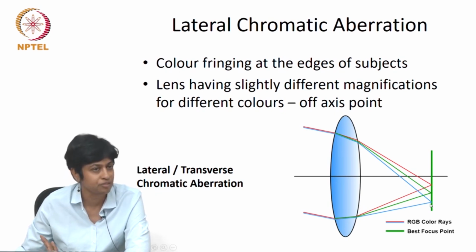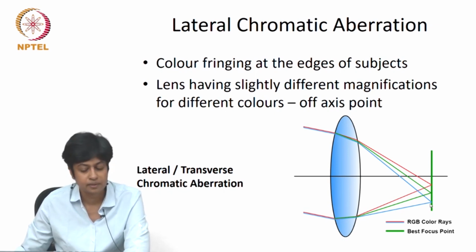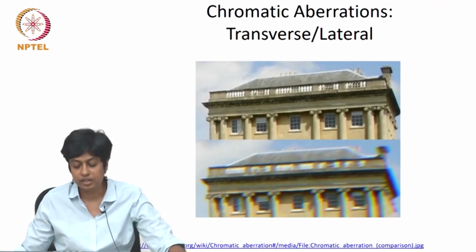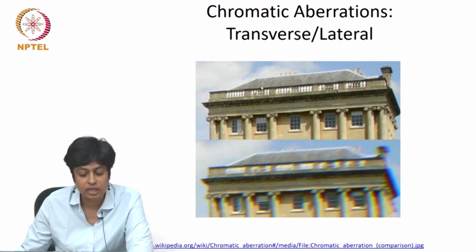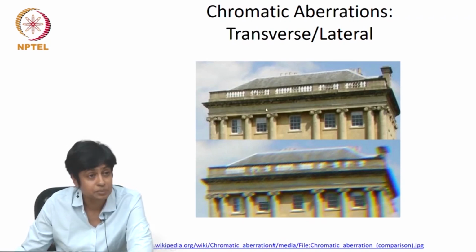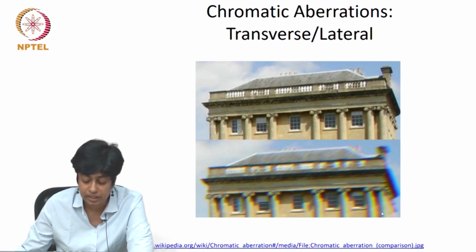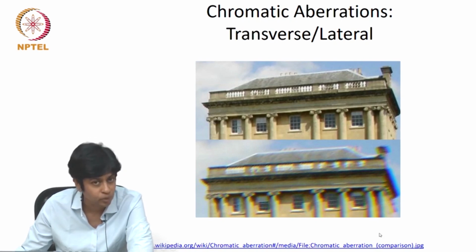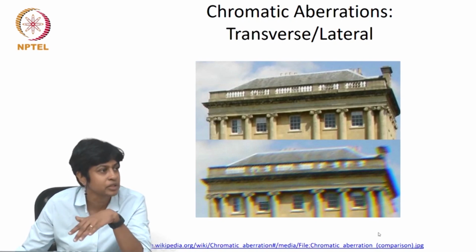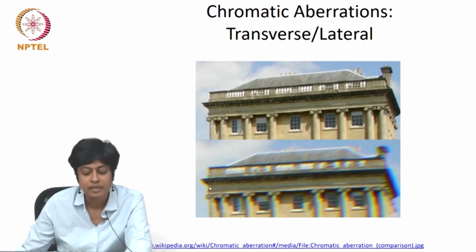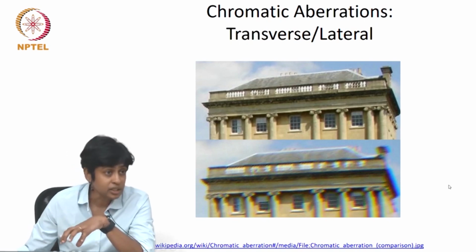So it is a variation of magnification with respect to color. Okay. Again, how will it affect your image? You'll see that the upper image here has been taken with a system where there is minimum or no chromatic aberration, and the lower picture shows the chromatic aberration, and you can clearly see this kind of rainbow effect because each color is coming to focus at a slightly different location. The aberration is very clear.